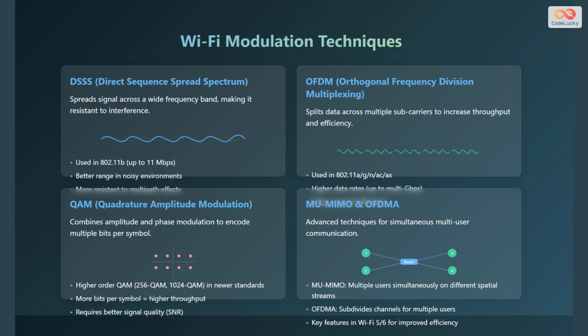The final one is multi-user multiple input multiple output and orthogonal frequency division multiple access. These are advanced techniques for simultaneous multi-user communication. Multi-user multiple input multiple output allows multiple users simultaneously on different spatial streams, while orthogonal frequency division multiple access subdivides channels for multiple users. These are key features in Wi-Fi 5 and 6 for improved efficiency.